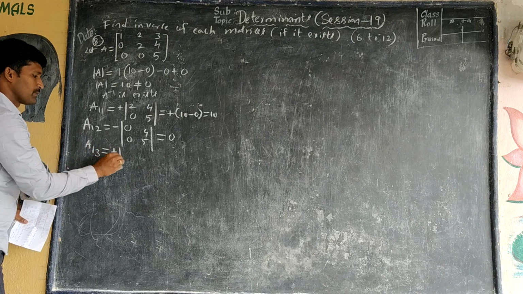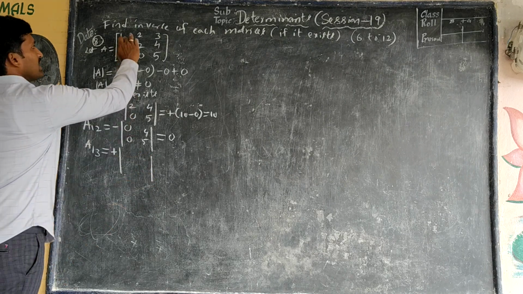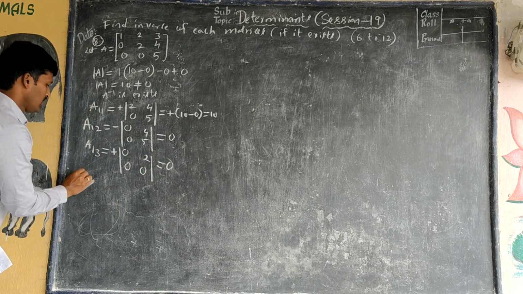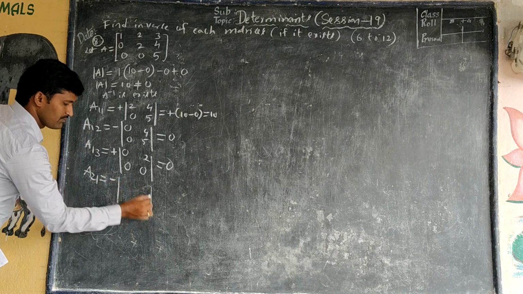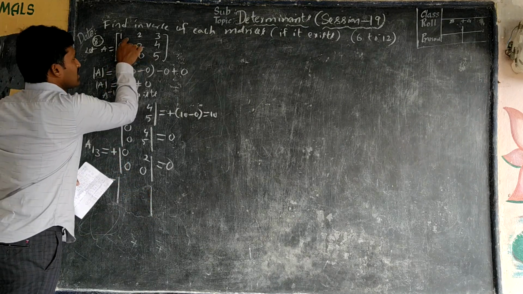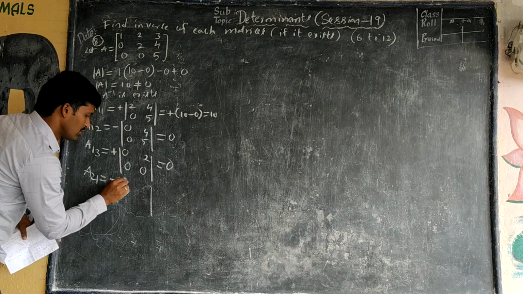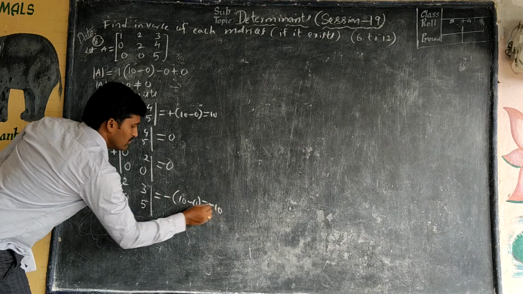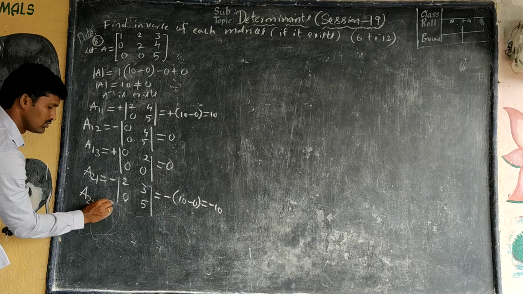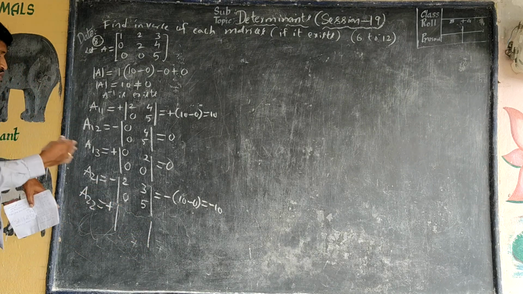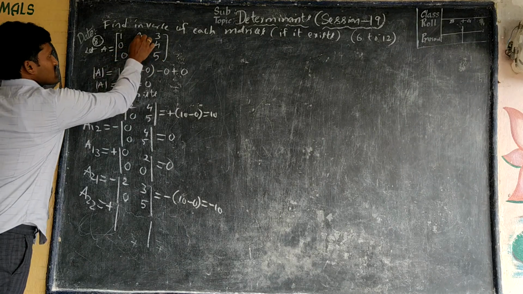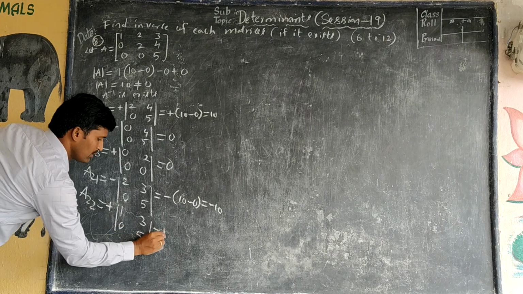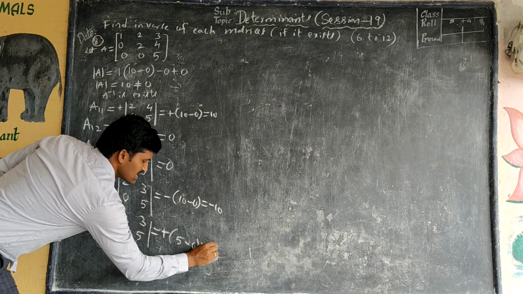Next A13, what is the sign here? Plus. Now with the plus sign, deleting its row and column, what? 0 2 0 0. What's the value? 0. Next A21, the sign is minus clearly. By deleting the second row and first column, remaining 2 3 0 5. 2 3 0 5 is minus of 10 minus 0. What's the value? Minus 10. Next A22, what's the sign? Plus. Deleting its row and column, we need to consider the determinant value. Second row and second column deleted, remaining 1 3 0 5. Plus of 5 minus 0. It's clearly what value? 5.